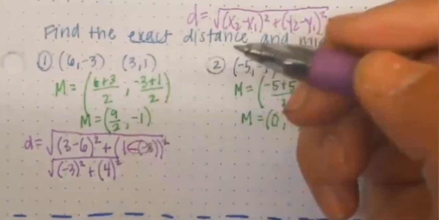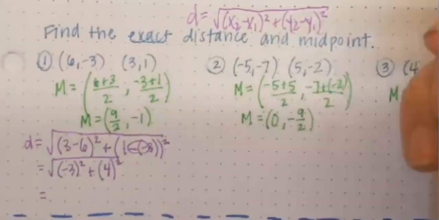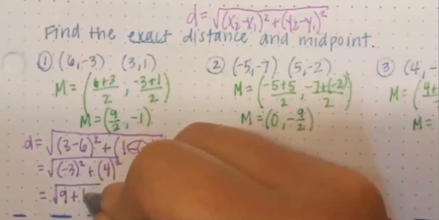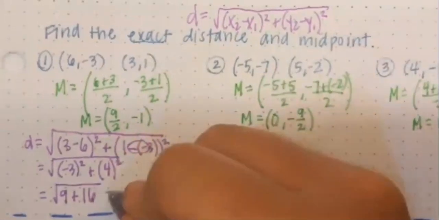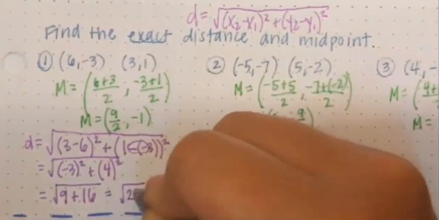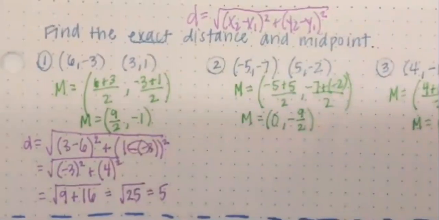And then don't forget to square them. Common mistake is you forget the square. So -3 squared is +9, and 4 squared is 16. When you square something, no matter what, it's going to be a positive number. Okay, 9 plus 16 is 25, and the square root of 25 is 5. So the distance between those points is 5.